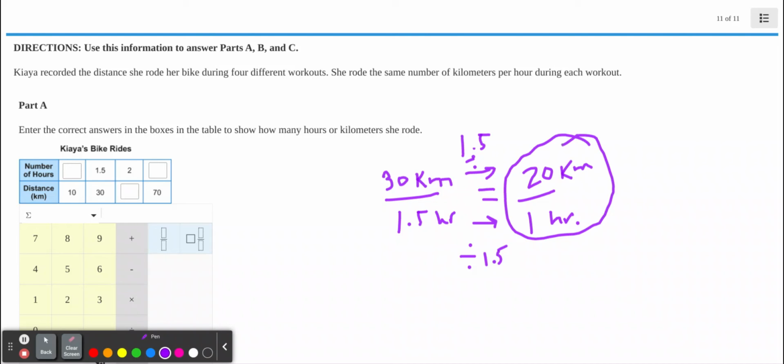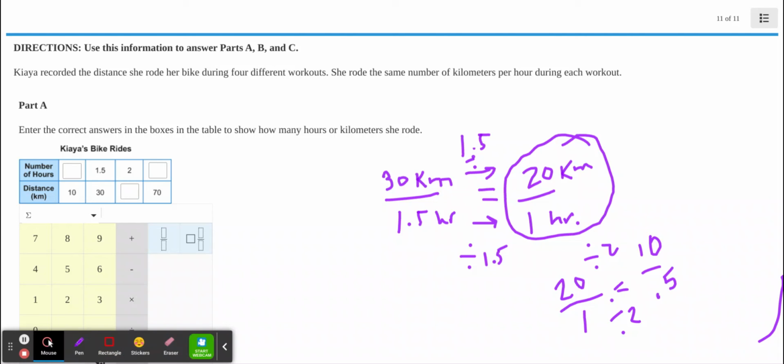And now I can use this, my 20 kilometers per 1 hour, to multiply by the distance. So if I know 20 per 1 hour is going to equal how many, we don't know, for 10 kilometers. So in order to get from 20 to 10, I know, simple, easy breezy, I'm dividing by 2. And if I divide 1 by 2, I get 1/2 or 0.5. So I know for my number of hours here, this is going to be half an hour for my first box. 1.5 and 30, of course, would be my second box. And here, let's keep going. So remember, it's a 20-to-1 ratio.